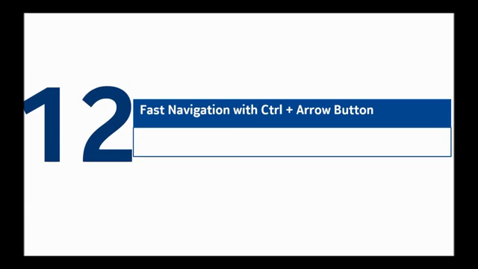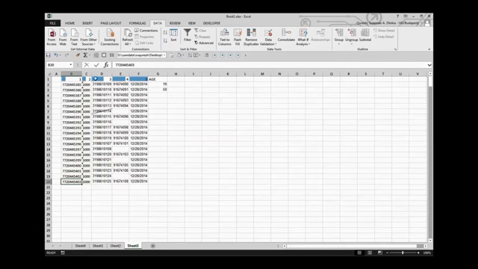Fast navigation with Control plus arrow keys. Yes, when you are in your Excel, it's very easy to move with Control and an arrow. You see, I can move with Control and an arrow across the sheet. So you can easily go to the other end of the sheet with Control and an arrow. It makes navigation fast.